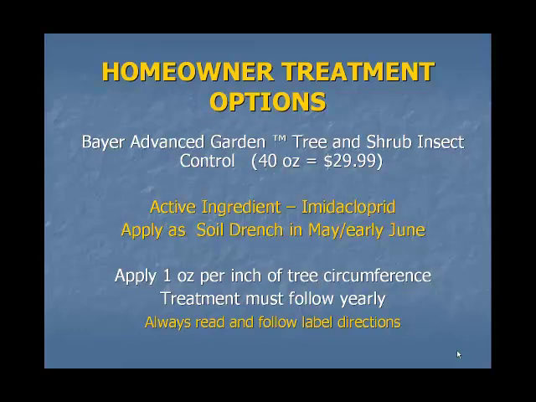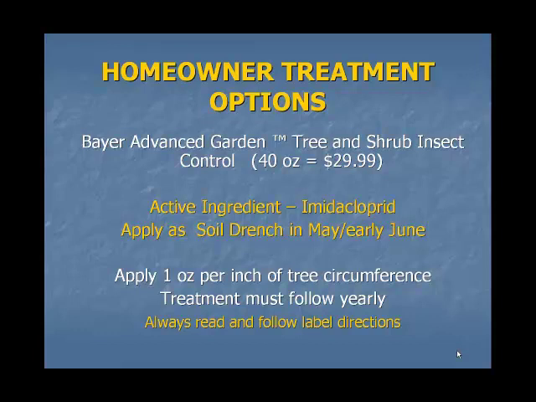So fellas out there, you might as well put it on your honey-do list around Memorial Day weekend to start to do the soil drench around any ash trees. Memorial Day weekend would be the perfect time to do that. And you do not need any kind of special tools. Really, all you need is a sprinkling can or a water bucket and a bottle of Bayer Advanced Garden Tree and Shrub Insect Control. You want to apply 1 ounce per inch of tree circumference.